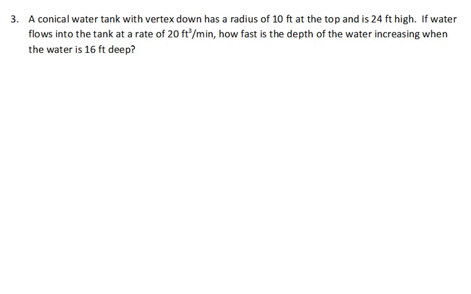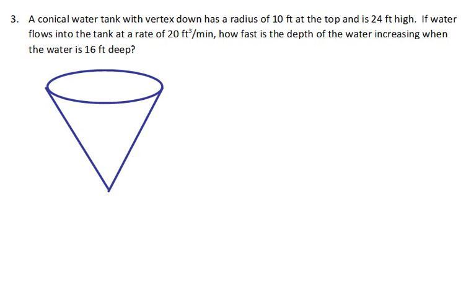In the next problem, we have a conical water tank with vertex down that has a radius of 10 feet at the top and is 24 feet high. And so we have something that looks like this. It has a radius of 10 feet at the top and has a height of 24 feet.